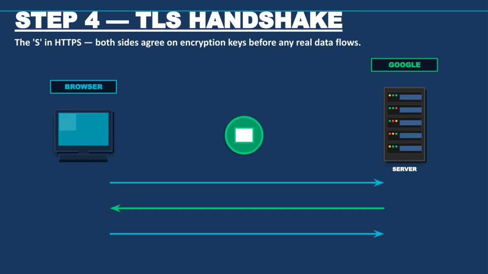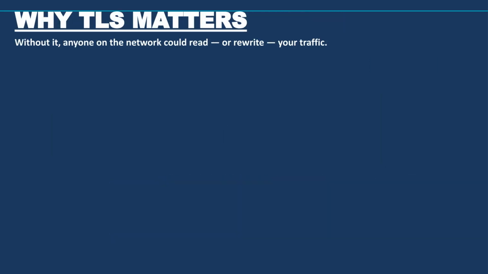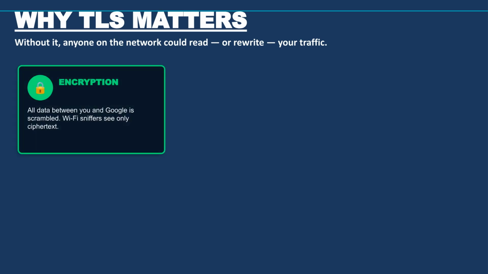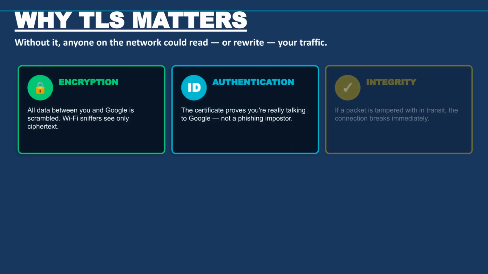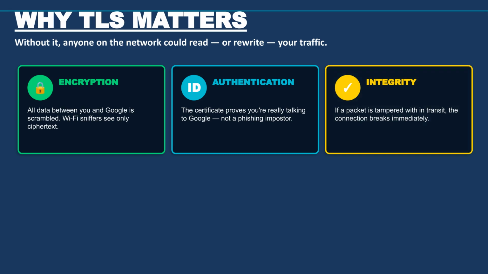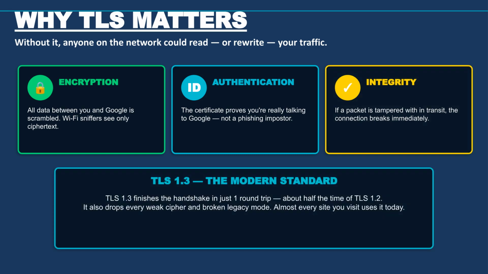Step 4 is the TLS handshake. The S in HTTPS requires both sides to agree on encryption keys before any data flows. The client and server exchange hello messages and certificates to establish a secure, encrypted channel. TLS matters because it provides 3 things: encryption of data, authentication of the server via a certificate, and integrity, ensuring that packets are not tampered with. TLS 1.3 is the modern standard, offering a faster and more secure handshake.